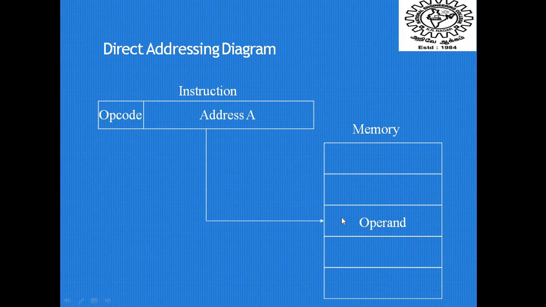So there is limited address space. If you see the diagram, it will be easier to understand. In every addressing mode, there will be a diagram. So you just see the corresponding value of address. In this opcode, address A is given, and in memory the operand will be there. So in this address the operand will be directly taken, the address will be given directly. So the operand can be directly fetched. This is the direct addressing mode.